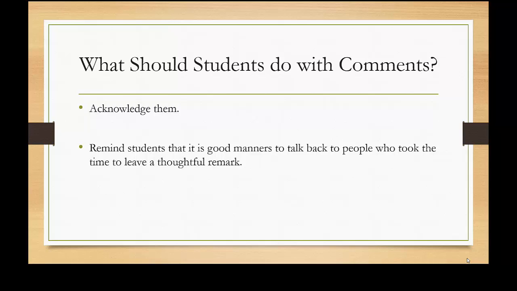Acknowledging comments is not required for this class, okay? While I count how many posts students have and I check to make sure that they have left the required number of comments each week, I don't go back and see if they are acknowledging the comments that people left on their posts. I cannot do that. That's where it gets to be too much for me. But I do tell them acknowledging comments is not required for this class, but in blogging, it is considered good manners to do so, right?